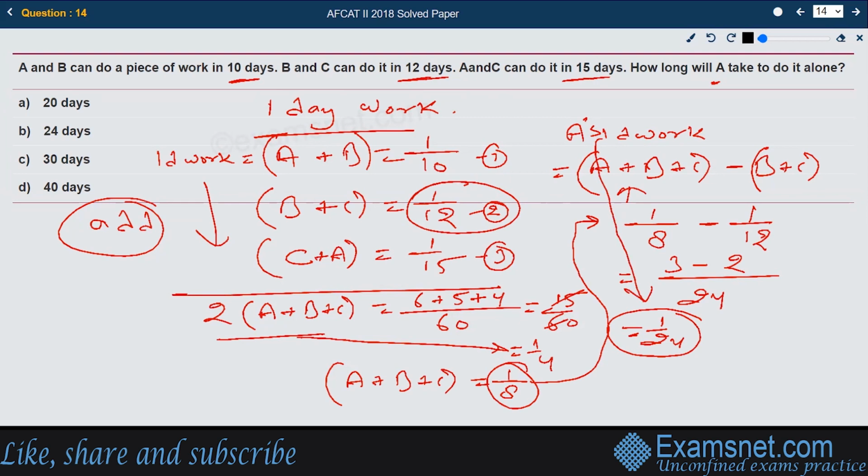So how many days will it take alone to do it? Just the multiplicative inverse of the 1 day work. So that is going to be 24 days, as simple. Okay, so A alone takes 24 days, option number B, to do the work alone.